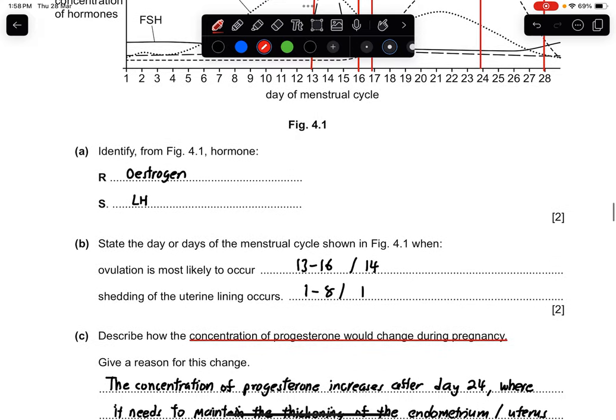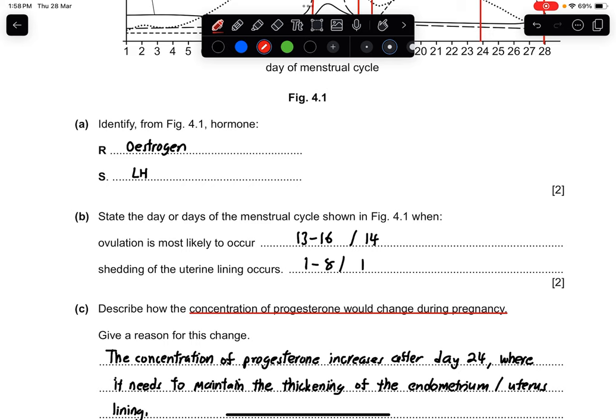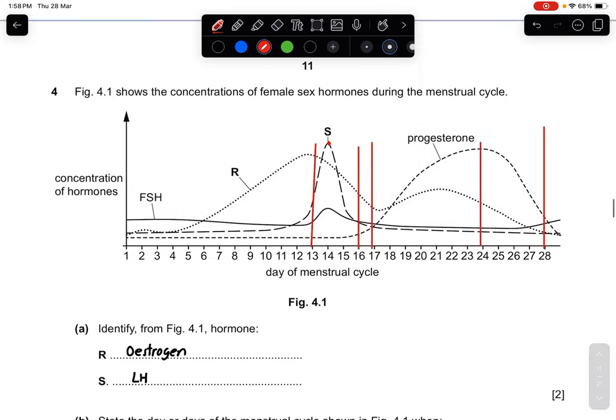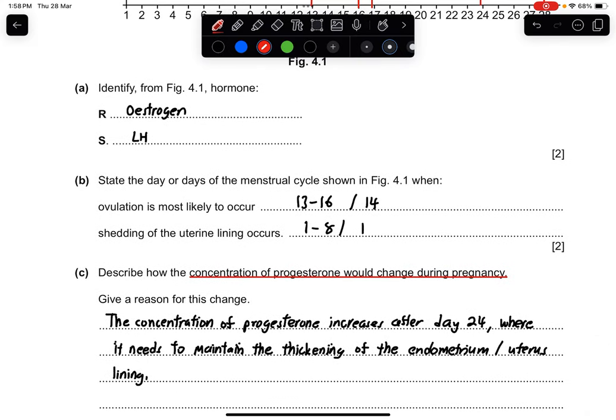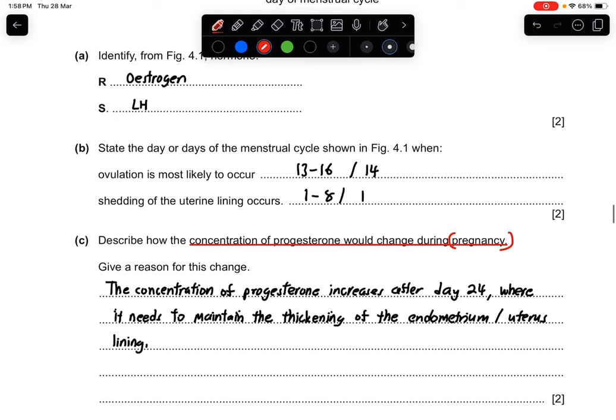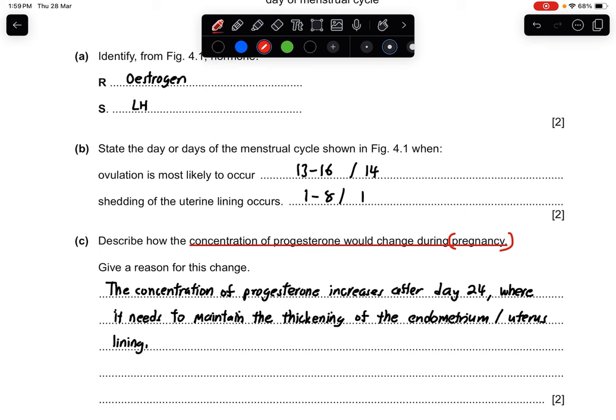So you need to ask yourself, what is the role of this progesterone? If you can see from the graph, it increases. The role is to maintain the thickening of the uterine walls or the endometrium, to allow the implantation to occur. Because in pregnancy, the fetus is there already and needs to be implanted. Without the thickening of the uterus wall, how is it able to implant? There's no placenta. The placenta can't even grow. So that's the reason, to maintain the thickened uterine wall.